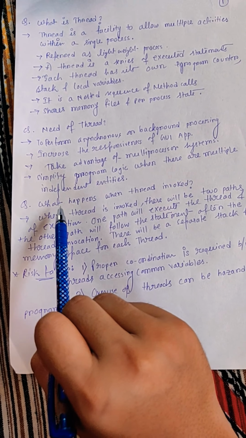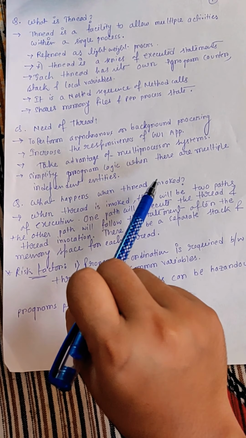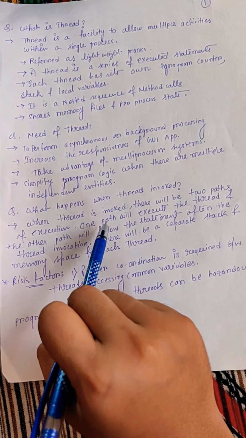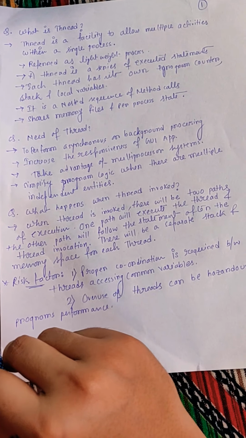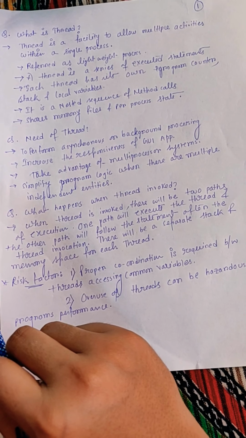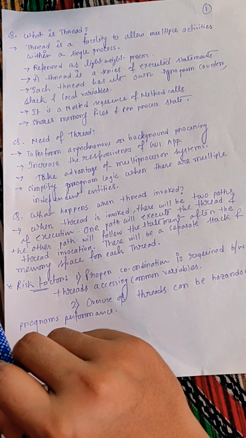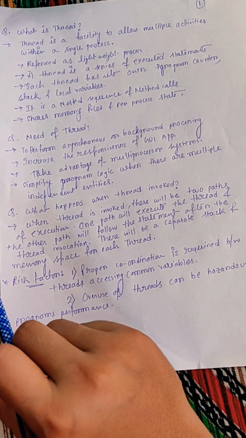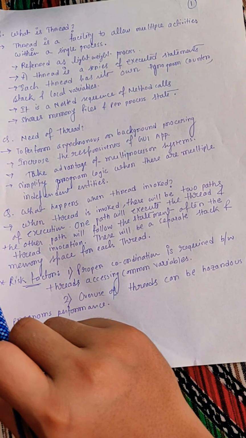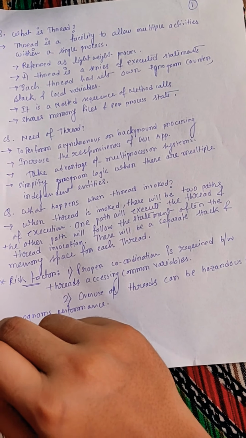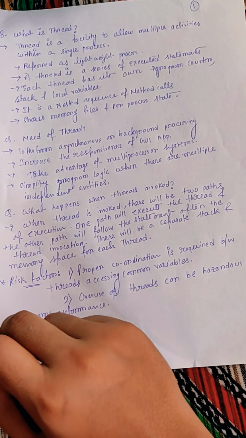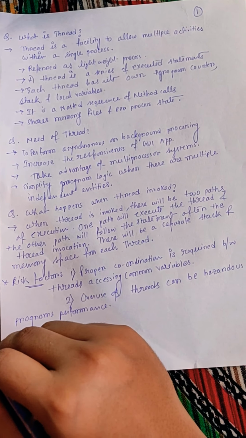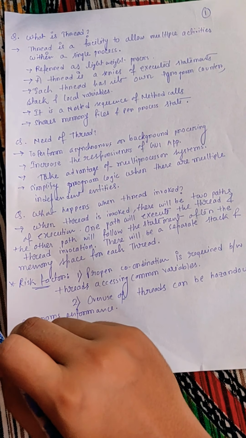Now the third question comes, what happens when a thread is invoked. If we invoke a thread, then what will happen? When a thread is invoked, there will be two paths of execution. One path will execute the thread and the other path will follow the statement after the thread invocation. Suppose I invoked a thread, so what will happen? When the thread is invoked, there are two paths of execution. One path will execute the thread and the second path will follow the statement after the thread is invoked.